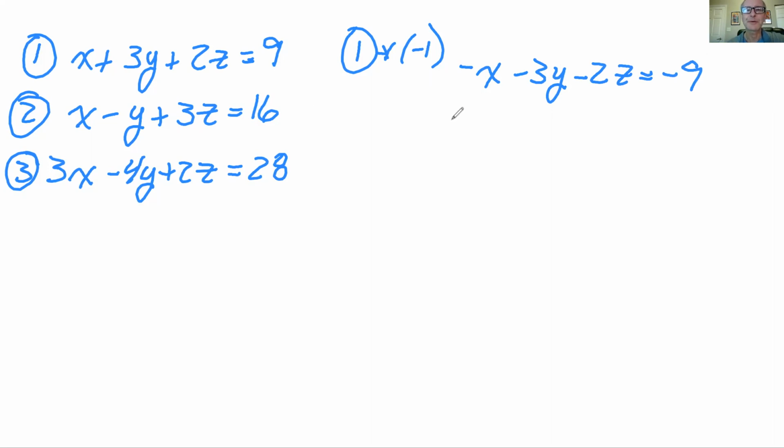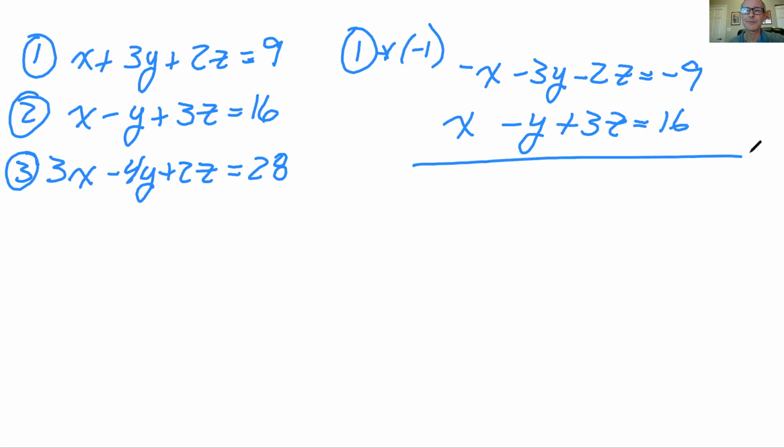And so then we just take equation 2 here, plus 3Z equals 16. And let's add these two equations up. So this would give us 0x, and then minus 4y, minus 2 and plus 3 is plus 1, so that'd be plus z. And 16 minus 9 would give us 7. So this is going to be, and let me put it in red now, our new equation 2.